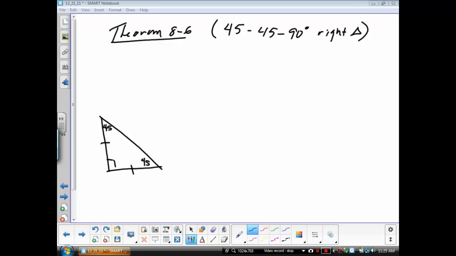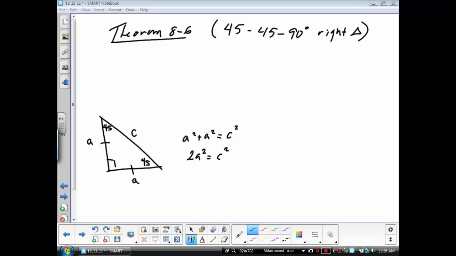Now, if I call those two side lengths A, let's use the Pythagorean theorem to find C. I'm actually doing the proof of the theorem before I write it. So if I use the Pythagorean theorem, the sum of the squares of the legs, a squared plus a squared, will equal the square of the hypotenuse, c squared. Because these are like terms, I can add the coefficients in front. This is 1a squared plus 1a squared. That gives me 2a squared equals c squared.